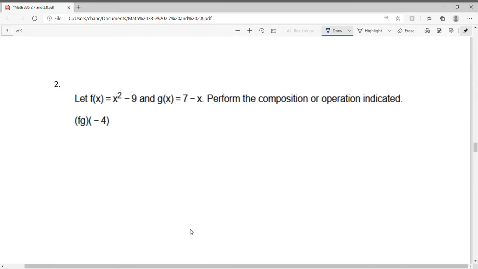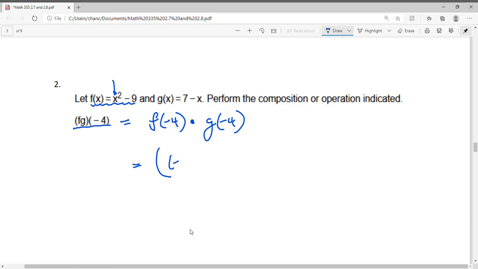In question 2, let f of x be equal to x squared minus 9 and g of x equals 7 minus x. Perform the composition or operation indicated. We want to find f times g of negative 4. This is equivalent to f of negative 4 times g of negative 4. I am multiplying f of negative 4. That means plug in a negative 4 into the f of x function.